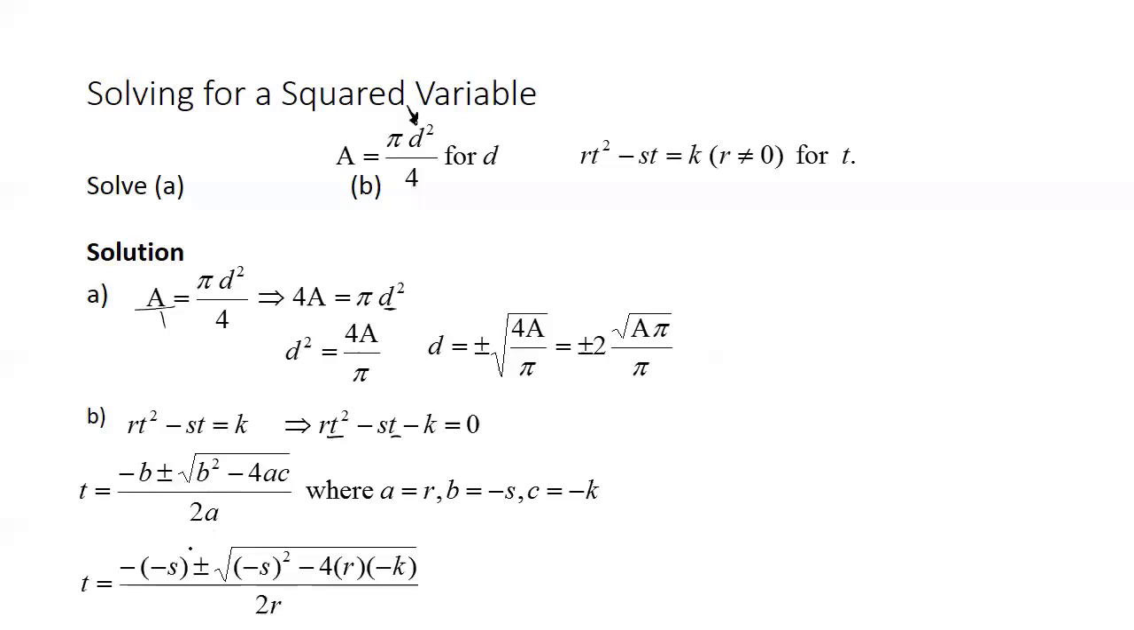These are the values we're going to place in your quadratic formula. Everywhere you see b, you're going to put minus s. Everywhere you see a, you're going to put r. And everywhere you see a, you're going to put r here. And then that would be your equation for t in terms of the other variables.